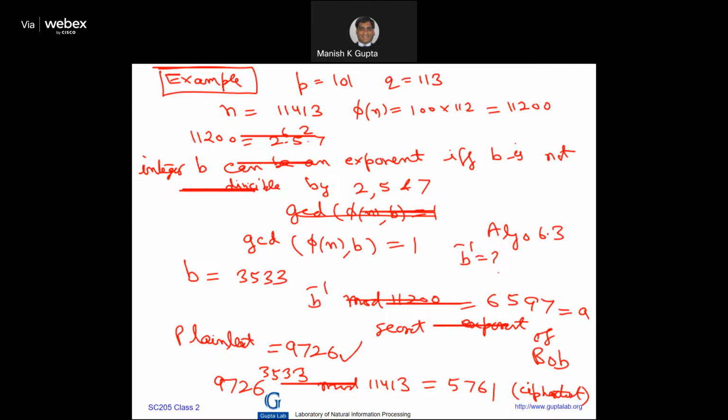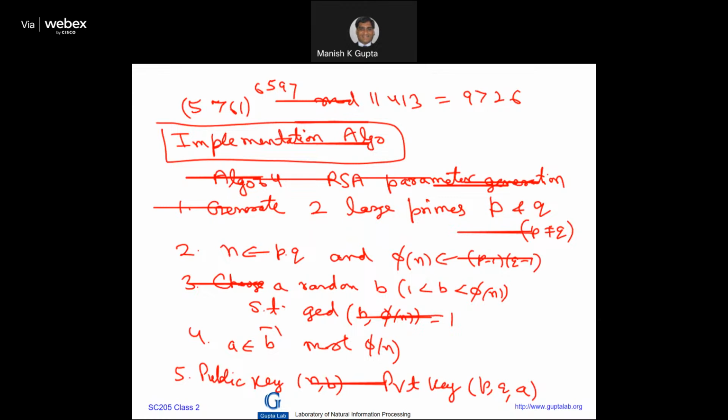Plain text suppose is 9726. Plain text raised to power this is the ciphertext 5761. This is the encryption, right? And so on. Anyway, this is all implemented. Forget about these lines; these are there, while writing I was not having much practice, but anyway.